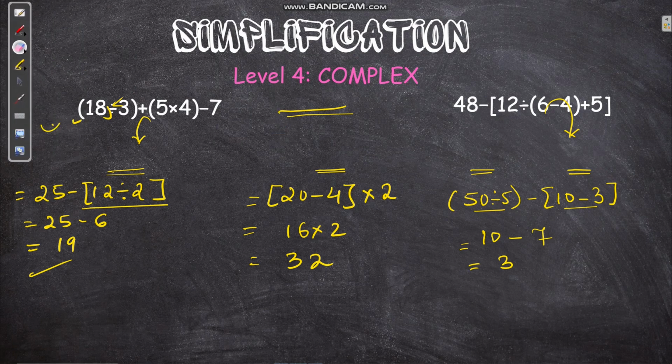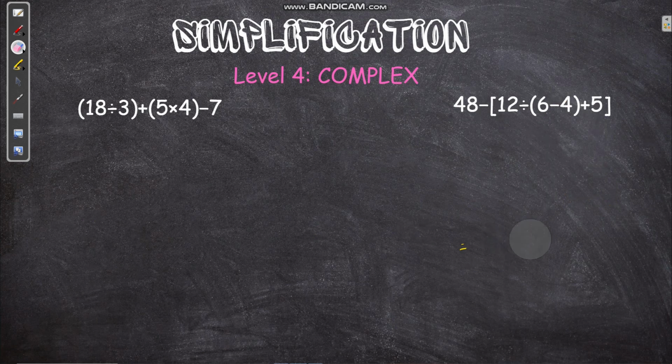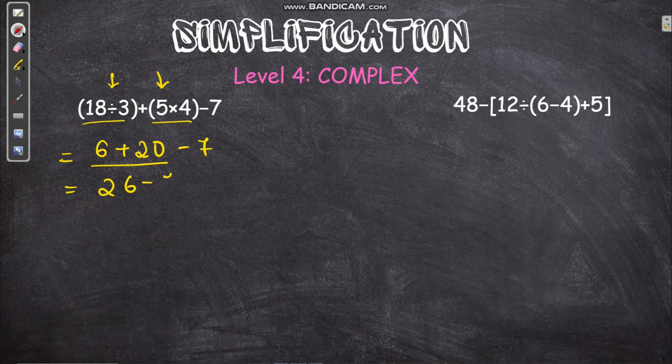Okay, now this is level 4. It is similar, it's not that complex. This is 18 divided by 3 plus 5 into 4 minus 7. So you'll always solve the brackets, and if you have two brackets and there is nothing else, you can solve them simultaneously. So 18 divided by 3 is 6 plus 5 into 4 is 20 and then minus 7. So you have to do addition first. So I'll add before I do subtraction. So 6 plus 20 is 26 minus 7. So the answer will be 19.